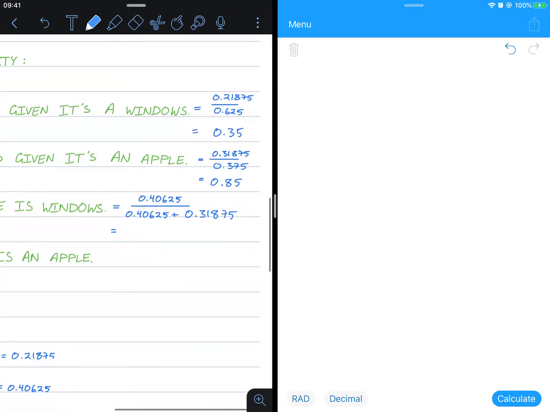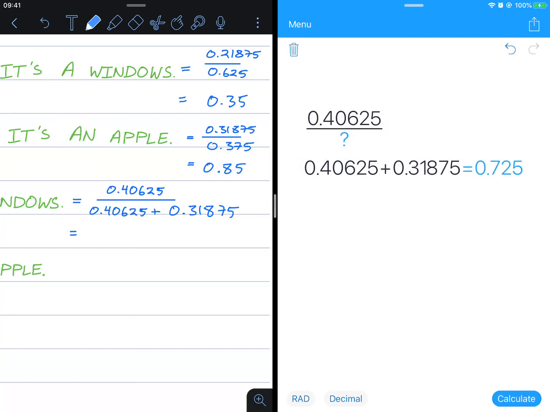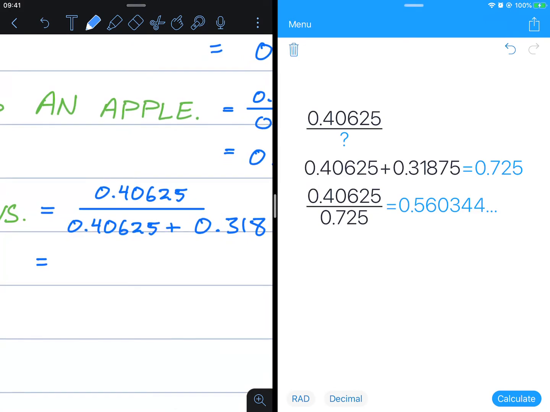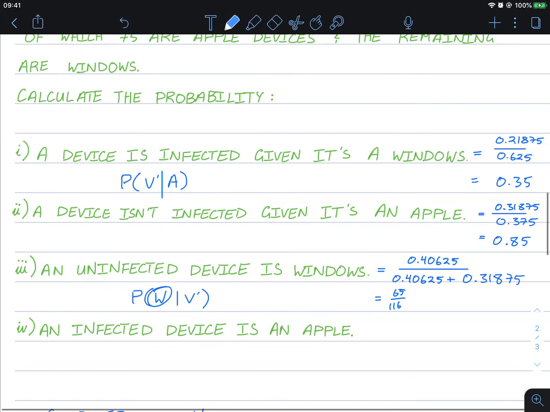It'll take a while to write this up. You can fast forward this point. 0.40625 over 0.40625 plus 0.31875 gives 0.560344. What's that as a fraction? There's a 65 in 116 chance that an uninfected device is also a Windows.